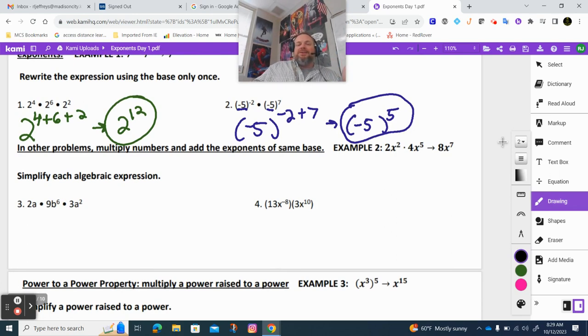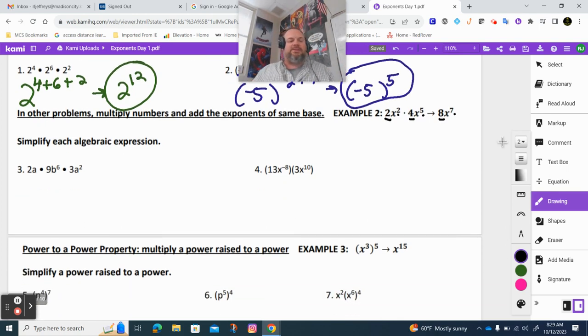Okay. So, in other problems, we're going to multiply the number and add the exponents of the same base. For instance, we have 2x squared and 4x to the fifth. Well, 2 times 4 is 8, and then 2 plus 5 is 7. So let's do this. Let's pull out the numbers first.